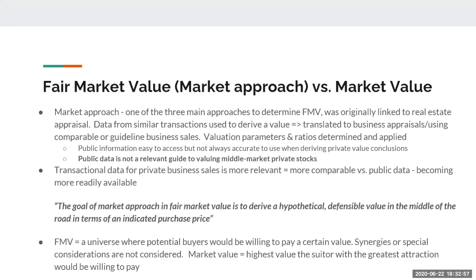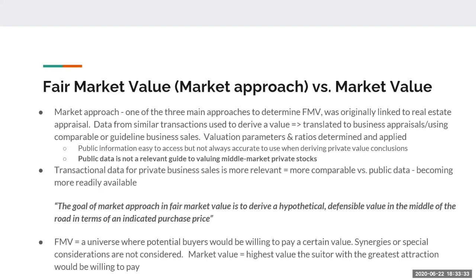There are a lot of things that go into this: valuation parameters and ratios are applied. Most of the time it's based on public information because it's easy to access. But the downside with private business conclusions is that it's not always very accurate, because you can't always rely on public information for something so specialized or individualized. The book states that public data is not a relevant guide when it comes to valuing middle market private stocks. Transactional data in this case is more relevant.